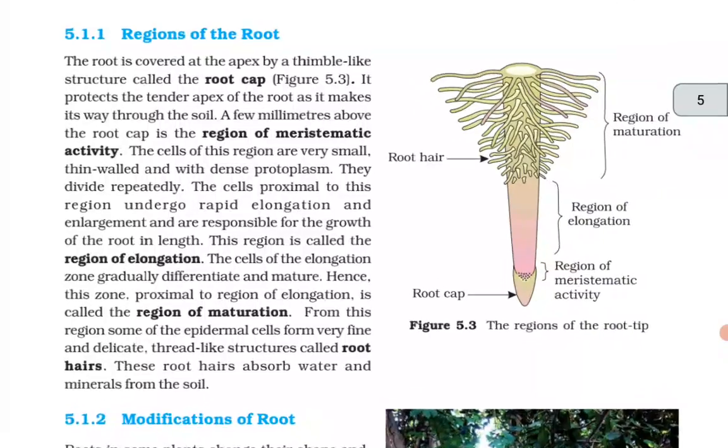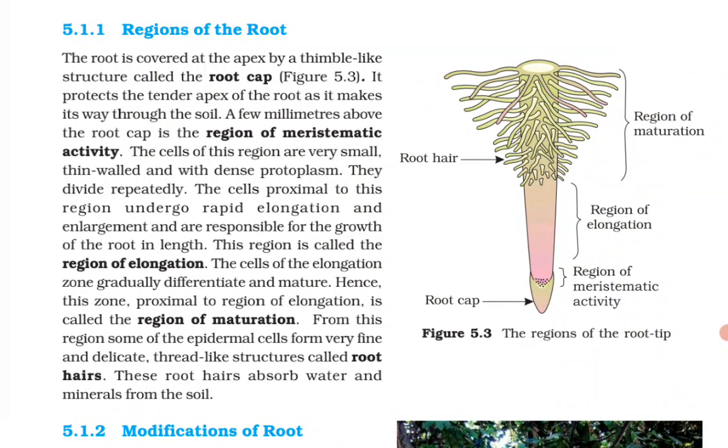5.1.1 Regions of the root. The root is covered at the apex by a thimble-like structure called the root cap. It protects the tender apex of the root as it makes its way through the soil. A few millimeters above the root cap is the region of meristematic activity. The cells of this region are very small, thin-walled and with dense protoplasm.